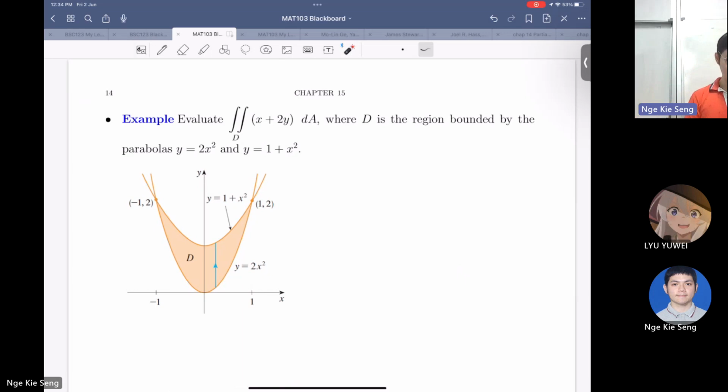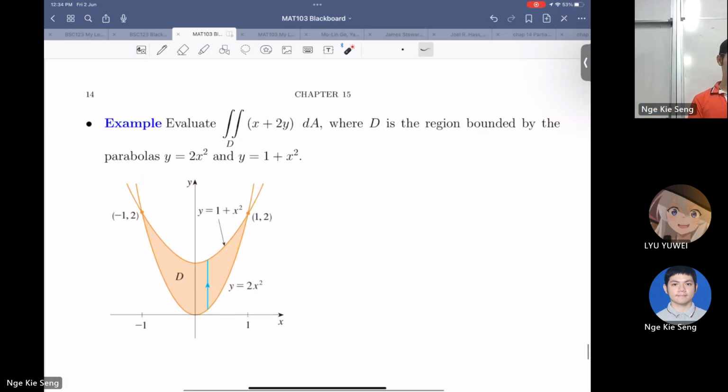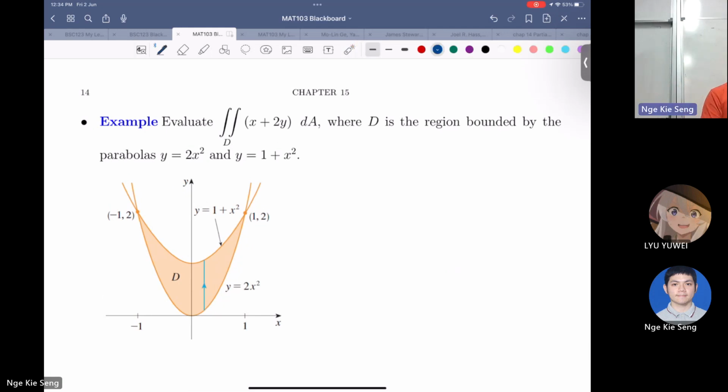Okay, so the next question here is, we have x plus 2y. What kind of surface does x plus 2y define? Actually, you don't need to look so closely, I already asked it. You just listen to what I said. Z equals x plus 2y defines what kind of surface?